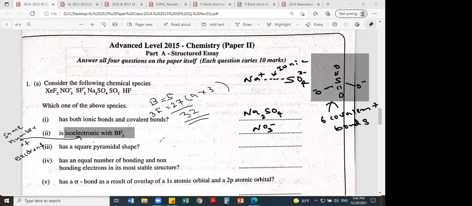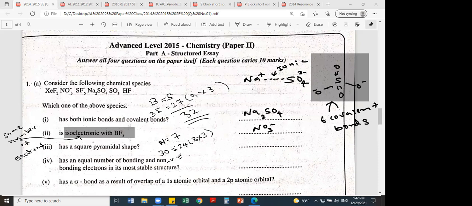NO3 minus, let's see. Nitrogen, how many? Nitrogen has atomic number 7, so 7 electrons. Then oxygen, atomic number 8. 3 oxygen, 8 into 3, 24. Periodic table is given, don't worry. You can check the atomic number of any of these.